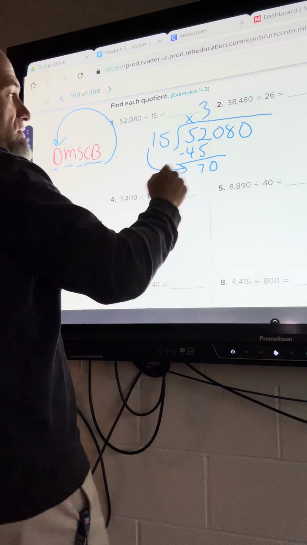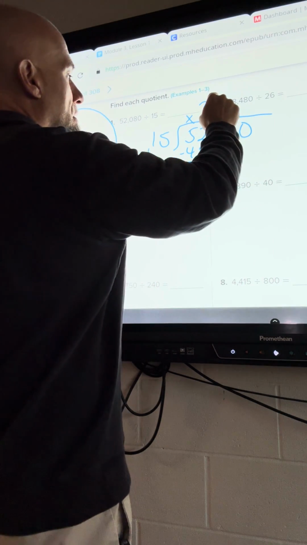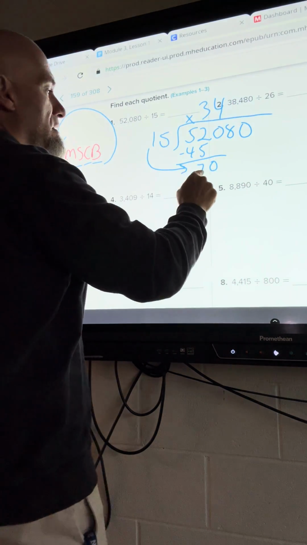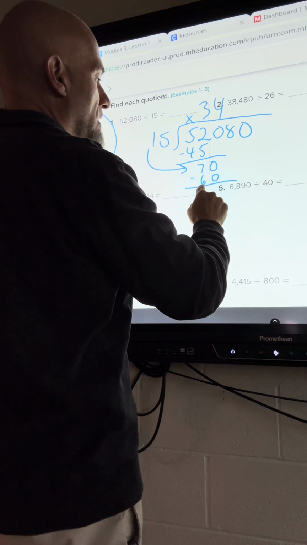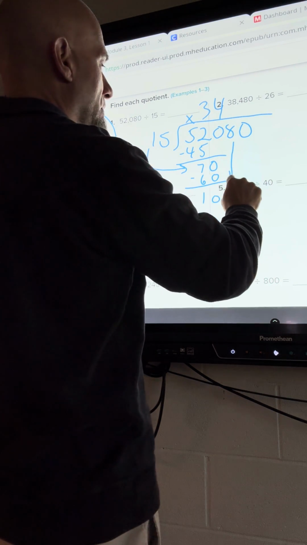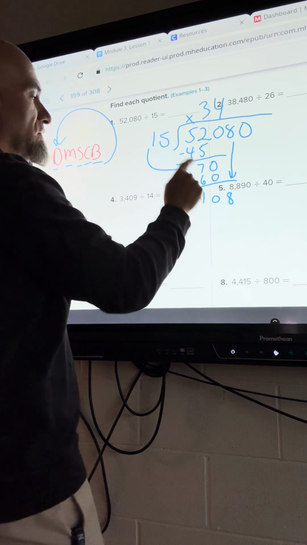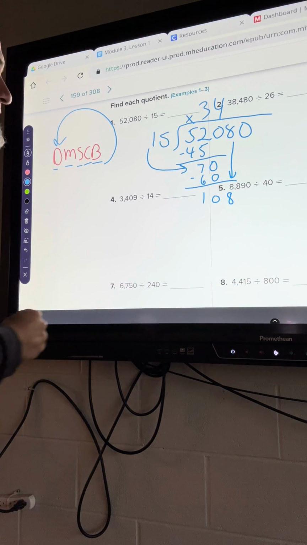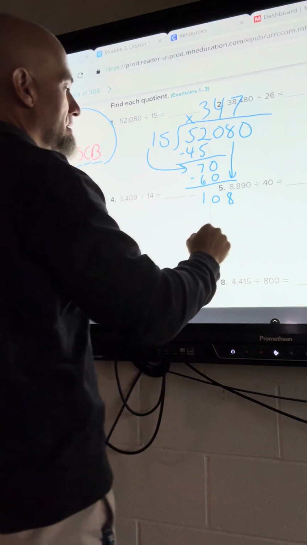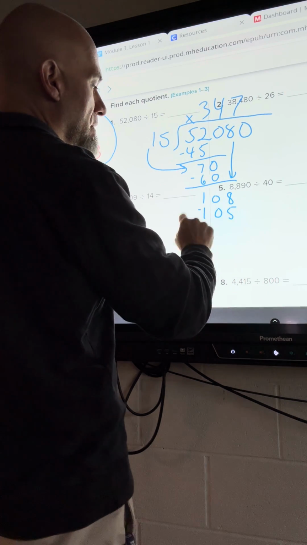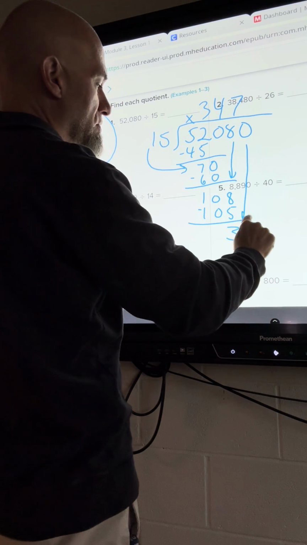So how many 15s fit into 70? That would be 4. 4 times 15 is 60. We subtract and get 10. We bring down our 8. How many 15s fit into 108? I think that would be 7. That would be 105. We subtract and get 3, bring down our 0.